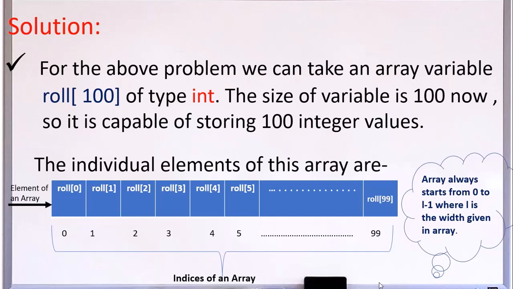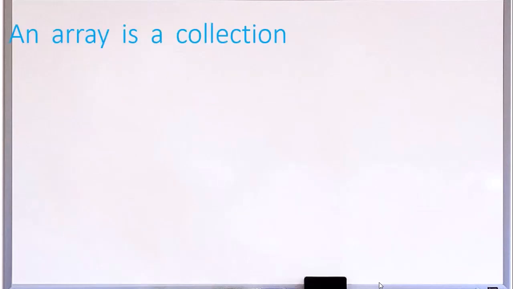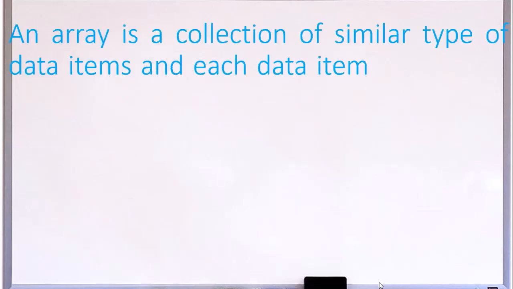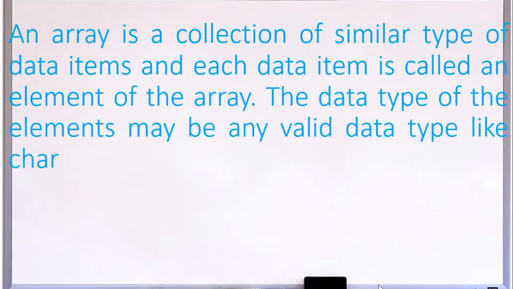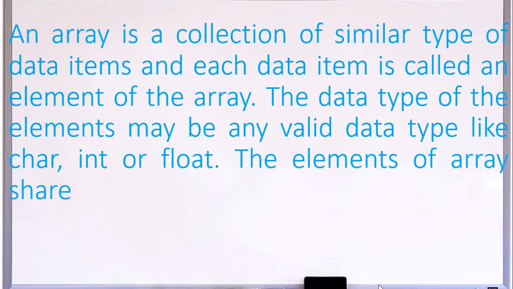And how will the elements be represented? Elements will be represented with the array name with the index. For example, if I want the second element, so what will the index be? roll[1], because it starts from 0.